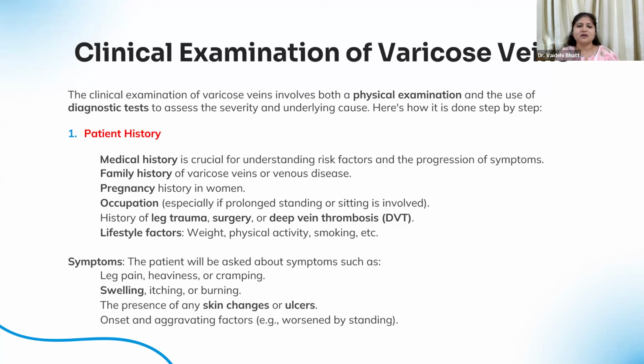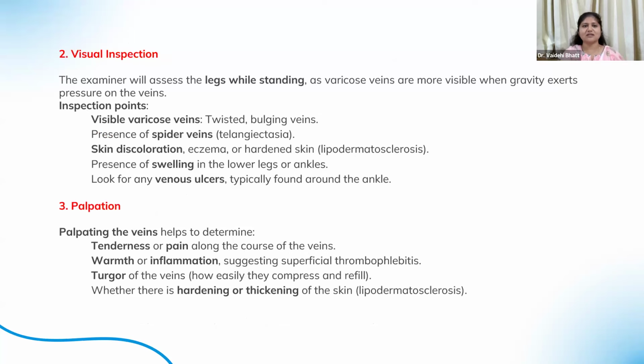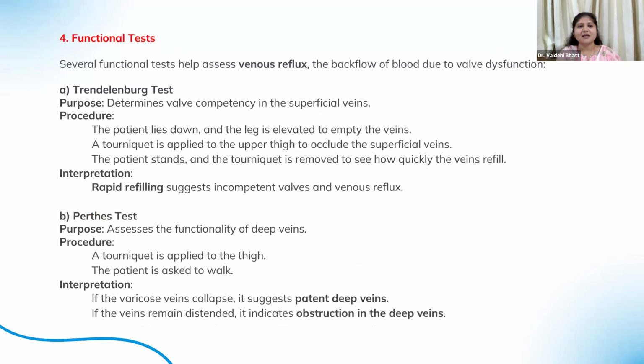So the person having symptoms like leg pain, heaviness, cramps, or swelling, as we know these changes, we have to take the history of the symptoms also. Then the visual inspection. By inspection, we can see visible varicose veins or spider veins, skin discoloration, eczematous conditions, swelling, or venous ulcer, if there are long-term consequences of varicose veins. Then in palpation, we will find tenderness, pain, warmth, inflammation, scarring, and hardening and thickening of the skin.